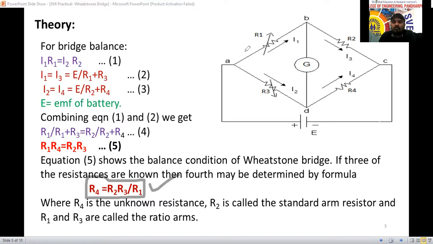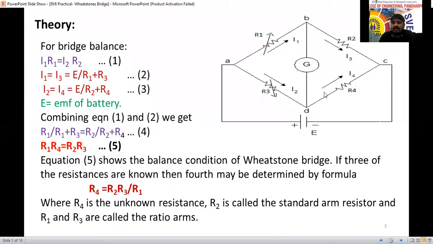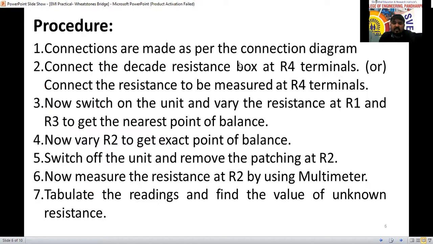Next, we'll discuss the procedure. As per the kit, we have to make the connections as per the circuit diagram and switch on the supply. Connections are made as per the connection diagram. Connect the decade box and all the things; I will explain this procedure with the kit.